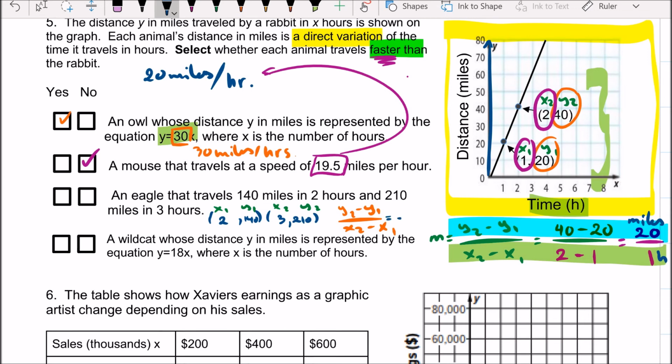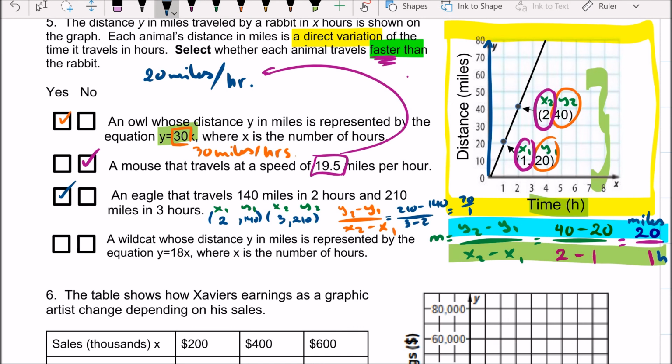Make sure your labeling is consistent with the graph. So that will be 210 minus 140 over 3 minus 2. That will be 70 over 1, which means 70 miles per hour. So an eagle can fly 70 miles per hour, so it's definitely faster than a rabbit.